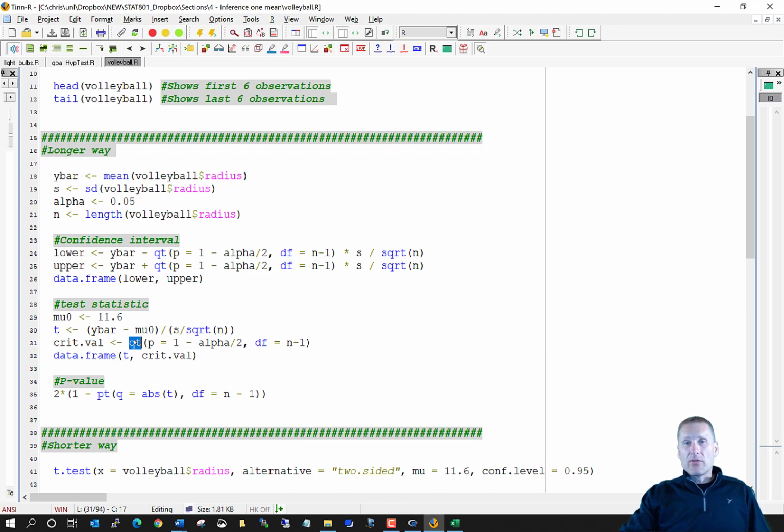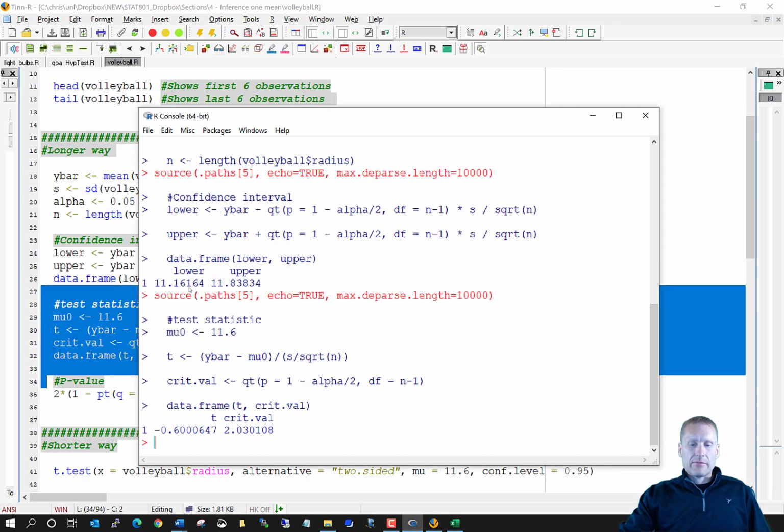Again, remember how the qt function works. We state for the p argument an area to the left of that quantile that I want. In this case, it would be 1 minus alpha divided by 2. State my degrees of freedom, which is n minus 1. And then put everything nicely in a data frame. So my test statistic value is negative 0.6. My critical value is 2.03. Note that this is actually going to be a negative and a positive 2.03.